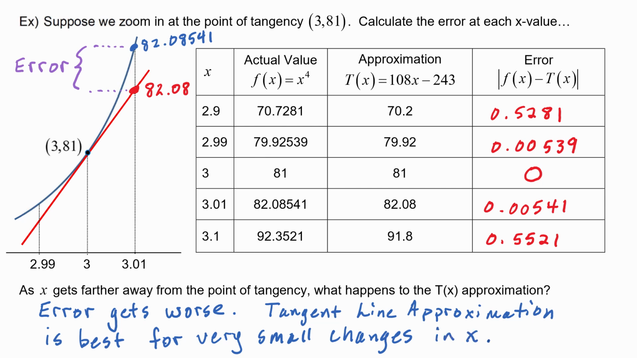So the tangent line approximation is much simpler to calculate than the actual function, particularly when you start plugging in x values that have more and more decimal places. If you were doing those by hand, taking x to the fourth when x is 2.99 is a lot more arduous than just plugging 2.99 into a linear formula. So we like using the tangent line approximation. We have to just understand that its limitation is we need to keep those x values close to the point of tangency so that our accuracy is better.